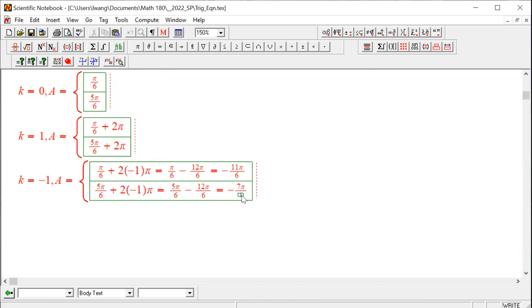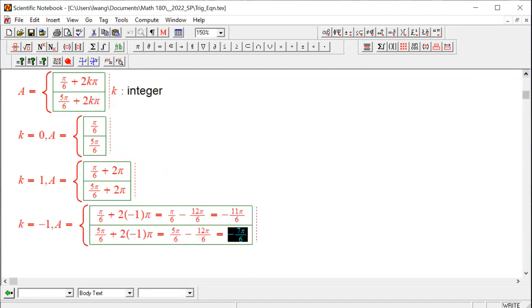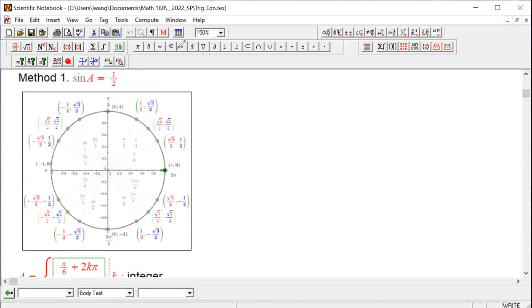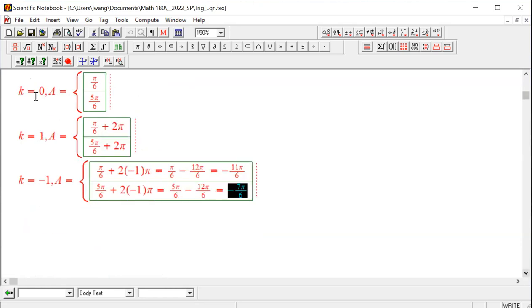-7 pi over 6, if we measure the angle, is going to be a clockwise measurement. This is pi, -7 pi over 6. You see, all of these angles terminate in the same terminal side, so there are solutions. This general form represents all the solutions.